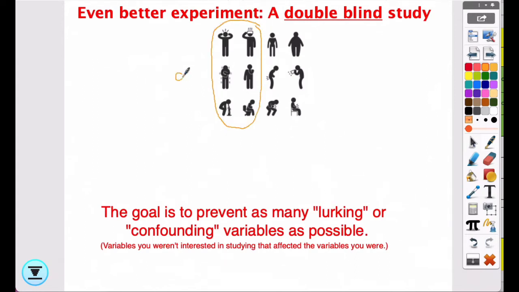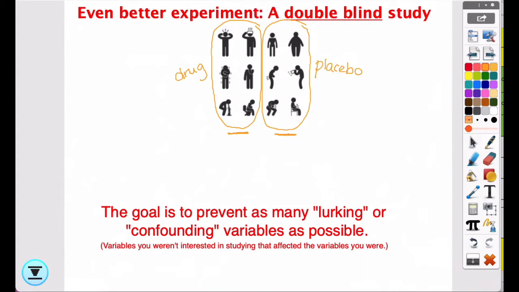So again, one group gets the drug, one group gets the placebo, which is like the sugar pill or the fake pill with no active ingredient in it. A double-blind study means that not only are the participants blind, they don't know which drug they're getting, if they're getting the real thing or the fake, but also let's say the doctor or the researcher doesn't know until the very end of the study which people got which pill.